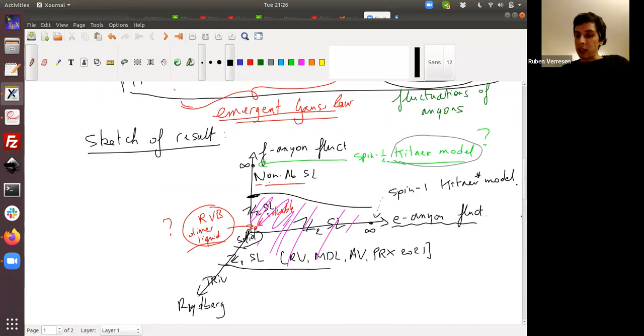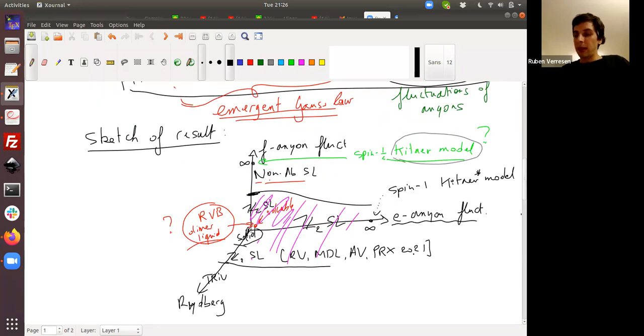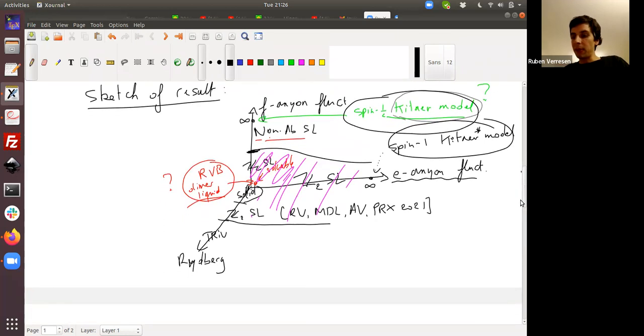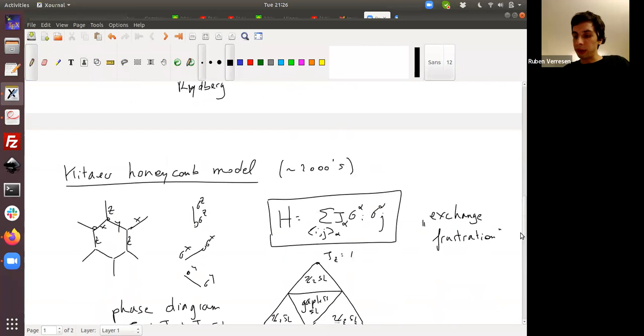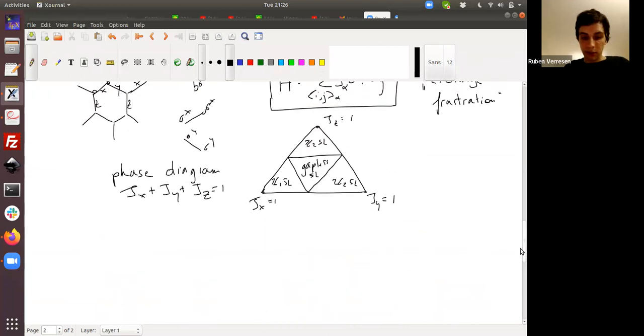Now, we'll see that this actually appears in our particular model. So here's some Kitaev type model, and here's some Kitaev type model. But at the same time, our model will also bring together something that seems to be entirely different, which is called the resonating valence bond state. Let me say a few words about that.